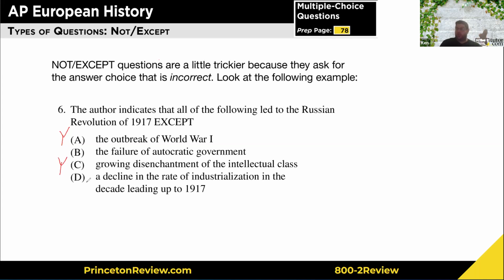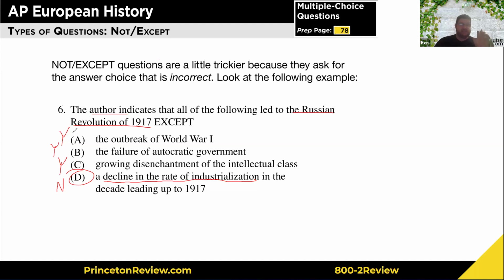And then between B and D, you may not be sure, but look at D carefully. This says a decline in the rate of industrialization. If you know your European or your US or your world history, you know that industrialization is not declining in this era. It is very much rapidly increasing. So this is my outlier. And it turns out, yes, there was a failure of autocratic government in Russia. But regardless of that, the answer is D. Notice there's supposed to be a passage here. I don't need to understand that if I know where I am in time.